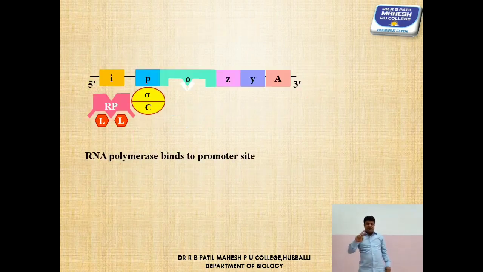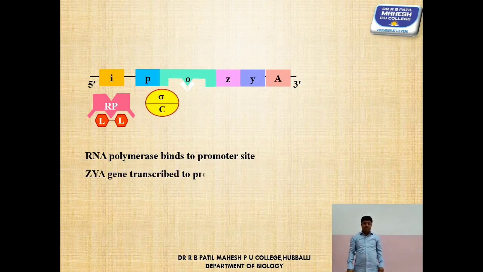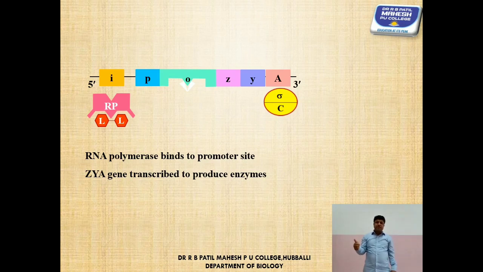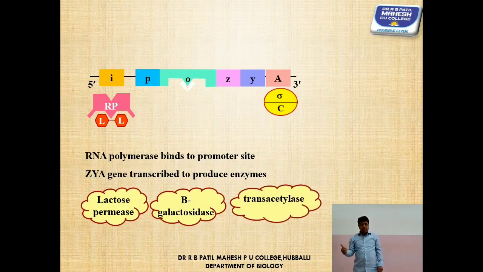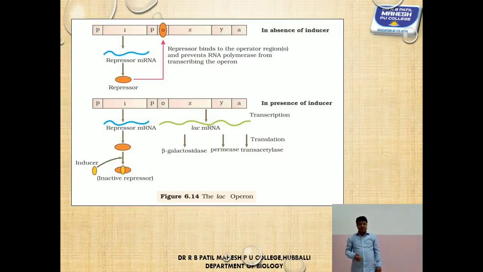So RNA polymerase enzyme binds to the promoter site, and LAC-ZYA genes are transcribed into mRNA, and that mRNA will synthesize 3 enzymes: lactose permease, beta galactosidase, transacetylase. And when these enzymes are synthesized, automatically what happens? Lactose is converted into glucose plus galactose. This will be called switched on.